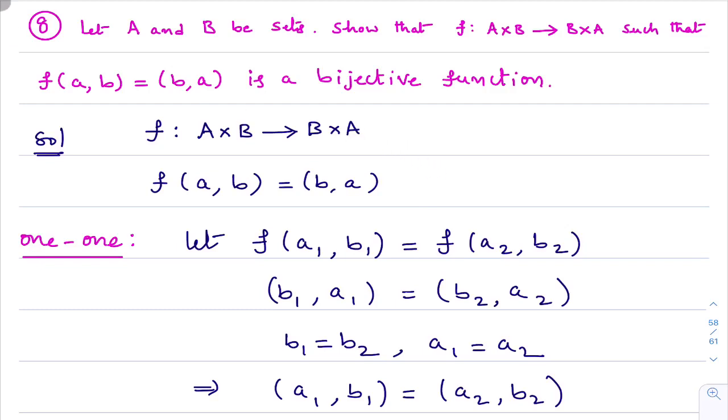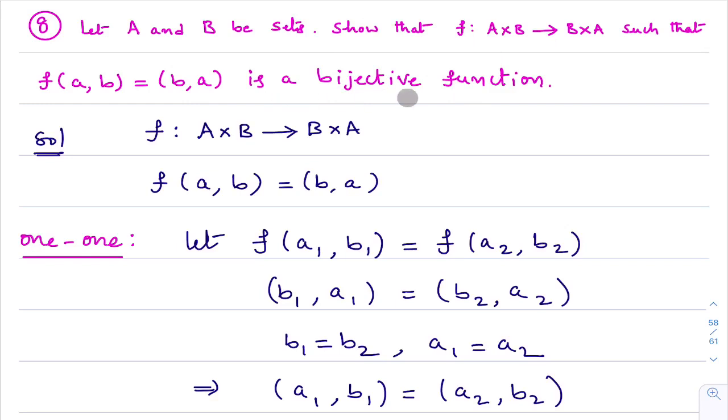You observe this question number 8, what they are saying. Let A and B be 2 sets. Show that f from A cross B to B cross A. You know what is A cross B. A cross B is the Cartesian product of sets A and B. F is from A cross B to B cross A such that the function is defined like this: f of the ordered pair (a, b), f of (a, b) is defined as (b, a), is a bijective function. We need to show that this function is a bijective function.